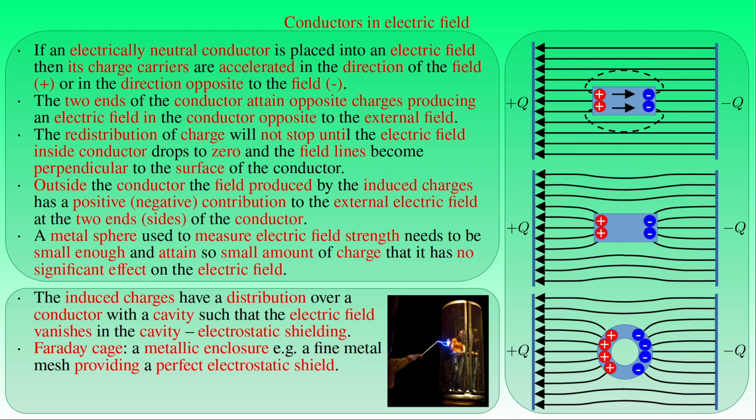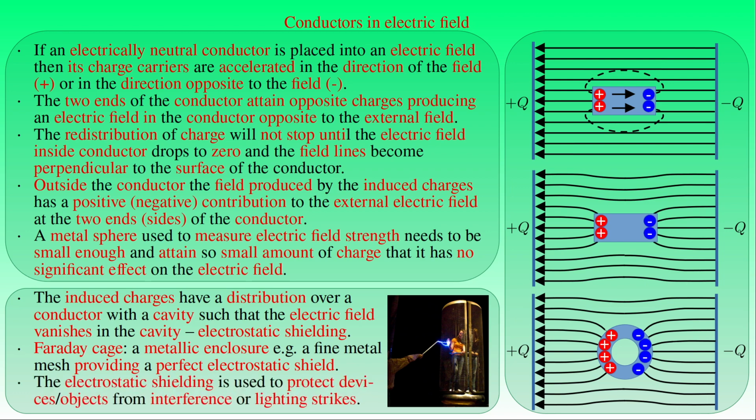If a discharged electroscope is placed in a Faraday cage and a charged body producing a strong electric field is brought close to the cage, then the electroscope will not indicate any presence of the electric field. However, outside the cage, the foil leaves of the electroscope will move apart due to the separation of charge produced by the charged body. The electrostatic shielding effect of a metal box or a fine metal mesh is very useful for protecting sensitive devices from electromagnetic interference or any object from lightning strikes.